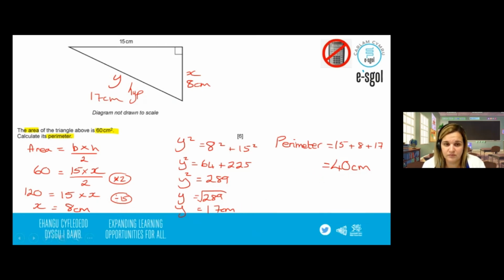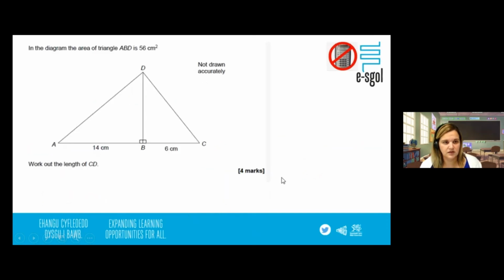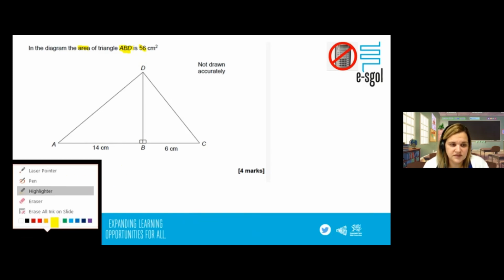So we're going to look at one more exam question, and that's this one. So we've got in the diagram, the area of the triangle ABD is 56 centimetres squared. Work out the length of CD. Okay, so we've got area and we've got ABD. So it's not the full triangle you can see. A to B to D is this left-hand triangle. And we know just the area of that is 56. And then we're going to aim then to find the length of C to D.